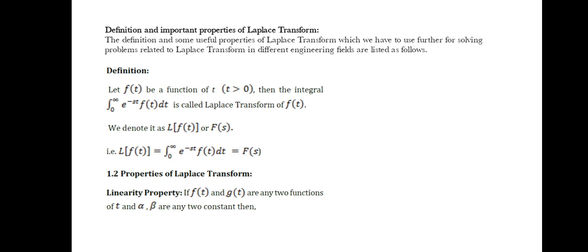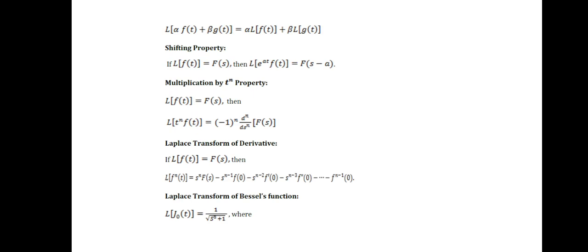First one, properties of Laplace transform. Linearity property. If f(t) and g(t) are any two functions of t and alpha, beta are any two constants, then L{alpha f(t) + beta g(t)} = alpha L{f(t)} + beta L{g(t)}. Shifting property. If L{f(t)} = F(s), then L{e^(at) f(t)} = F(s - a).